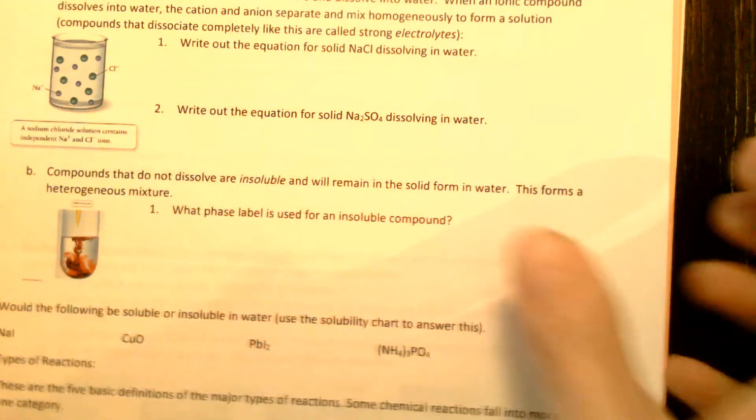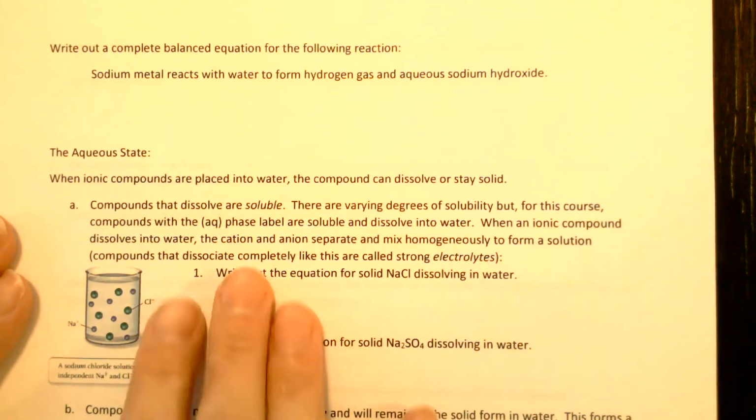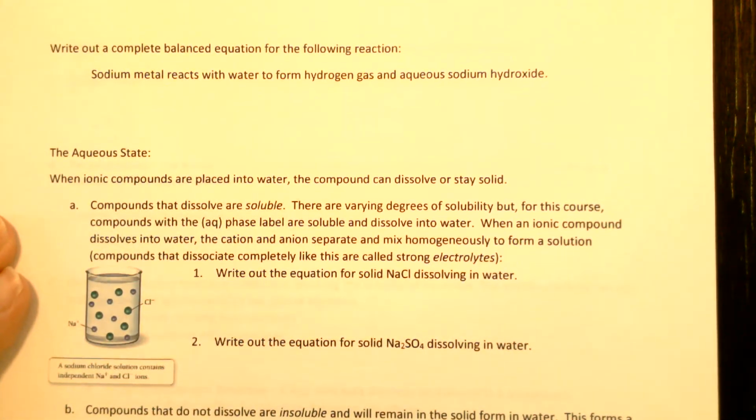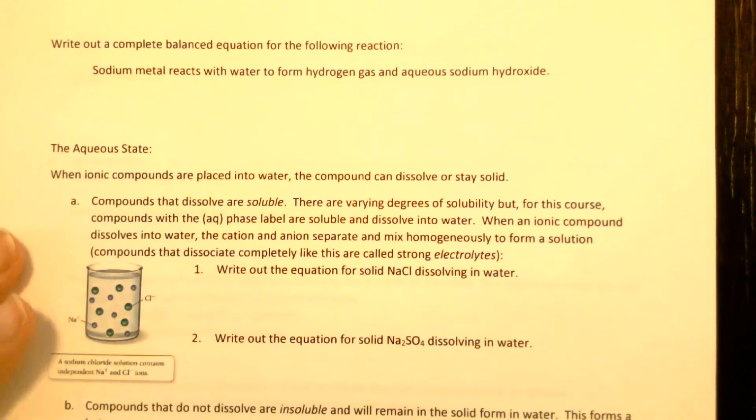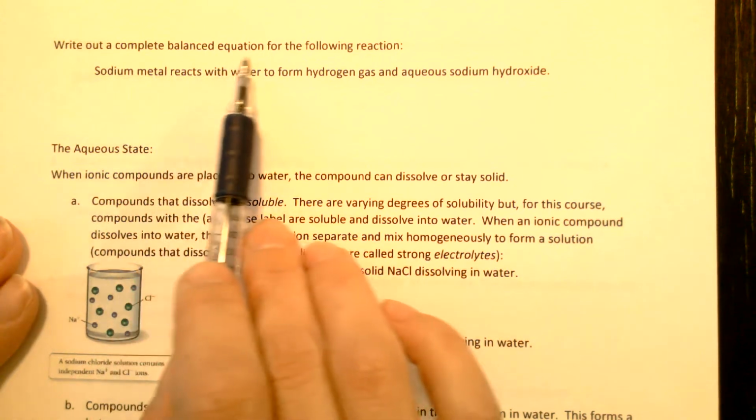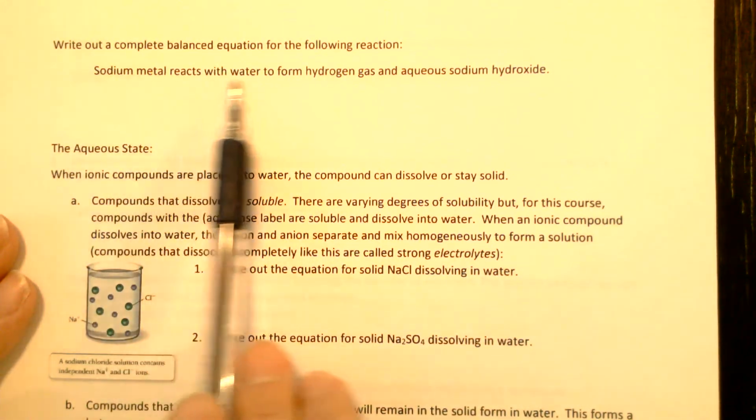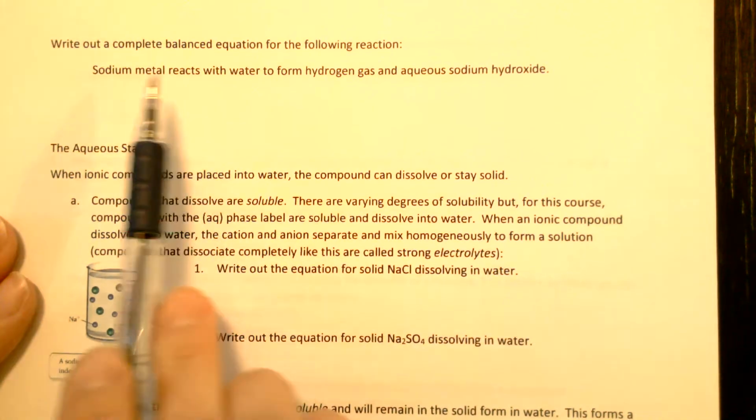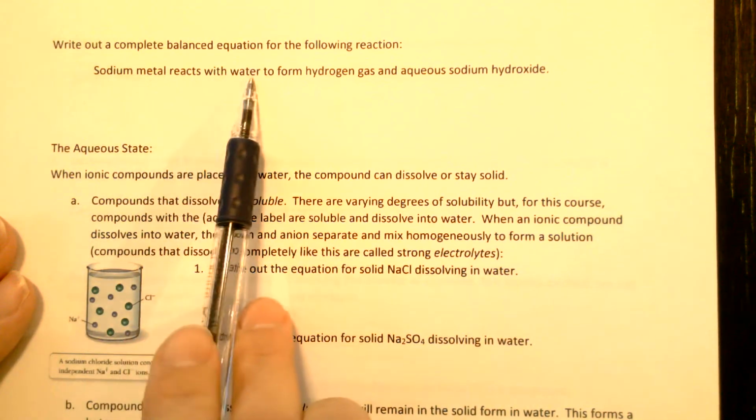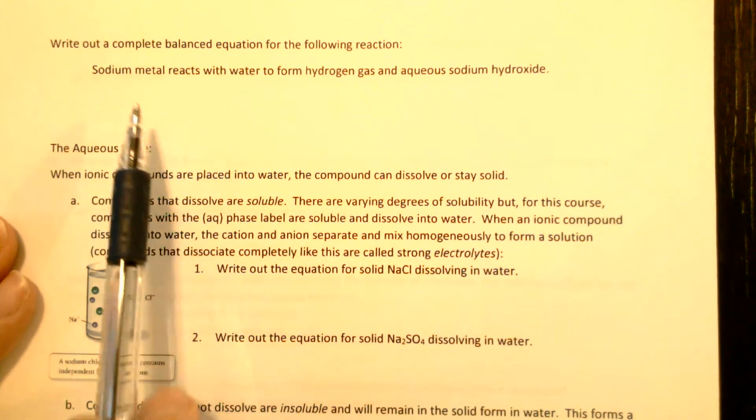Okay, so we're going to do one more problem, practice all that we've learned in balancing, and that will be the end of the video, and then actually we'll just make it all the way through. There's only a little bit left. Okay, so we're going to write out a complete balanced equation for the following reactions. We're going to take everything that we just did in practice and apply it here. Sodium metal reacts with water to form hydrogen gas and aqueous sodium hydroxide.